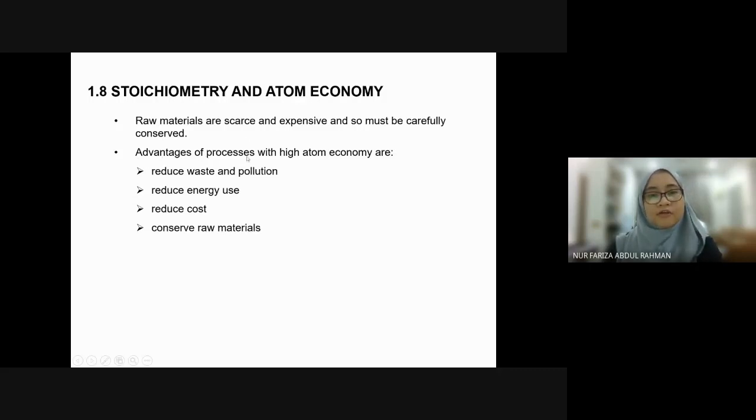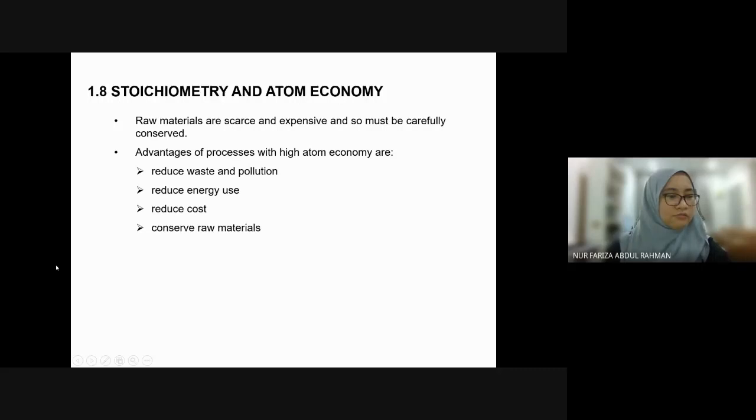Okay, so the advantages of processes with high atom economy are that you can reduce waste and pollution, reduce energy use, reduce the cost, and conserve raw material. These are the advantages if the atom economy is high for a process. So if a question asks, give 2 advantages of high atom economy, this could be your answer.